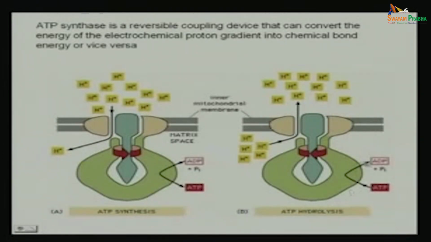Whereas when protons are pumped out during the electron transport chain, ATP hydrolysis takes place. ATP gives rise to ADP and Pi, the system gets energy, and protons are pumped out from the inner mitochondrial membrane to the intermembrane space. In this way ATP synthesis and ATP hydrolysis take place simultaneously along with the electron transport chain.